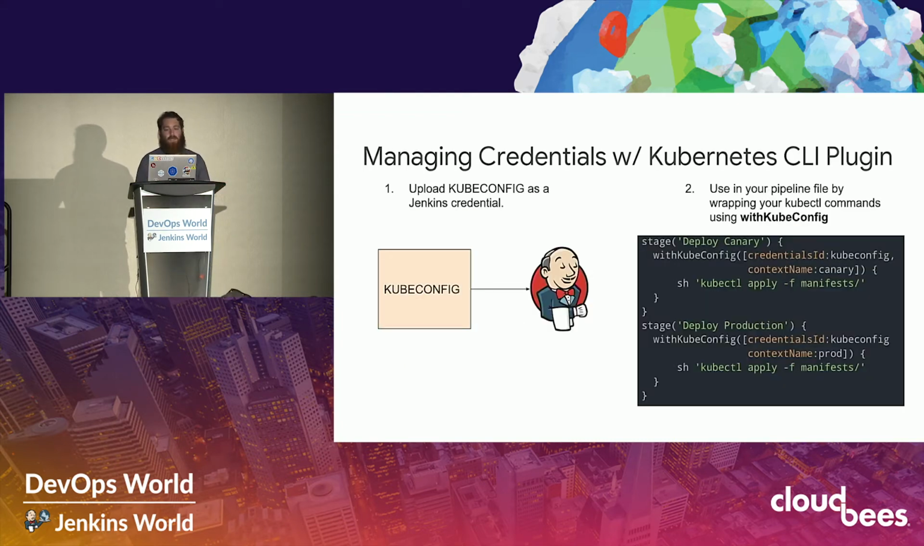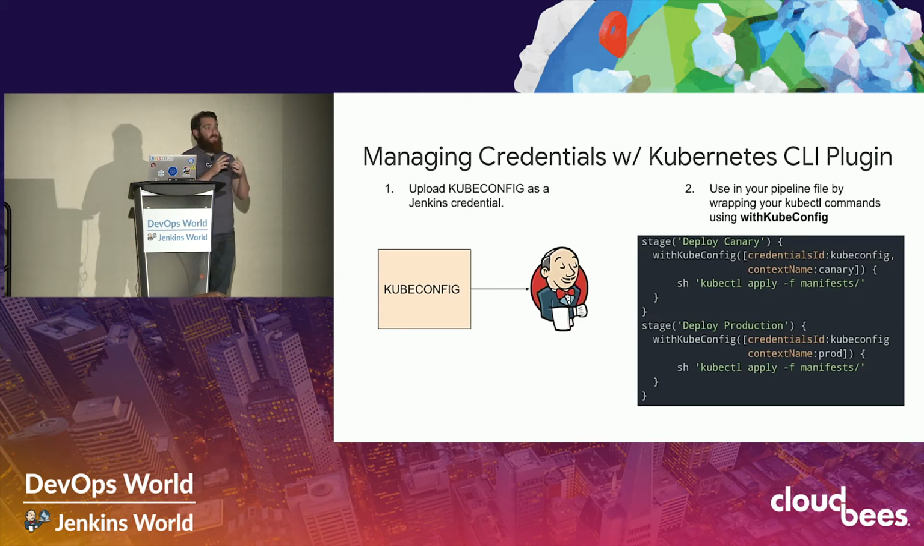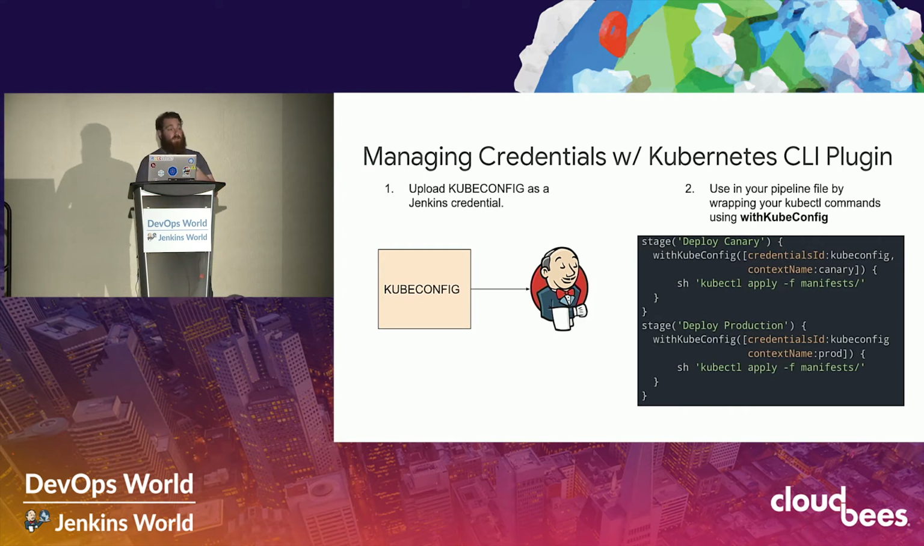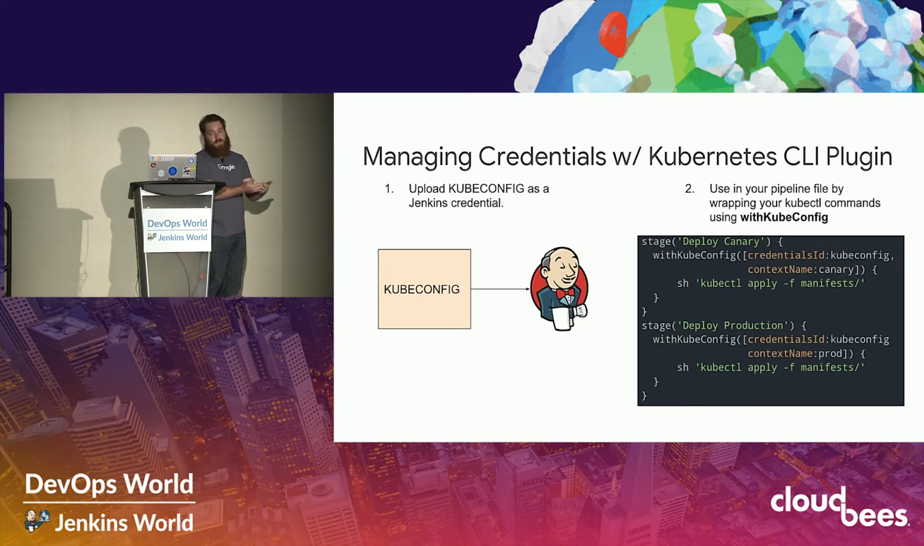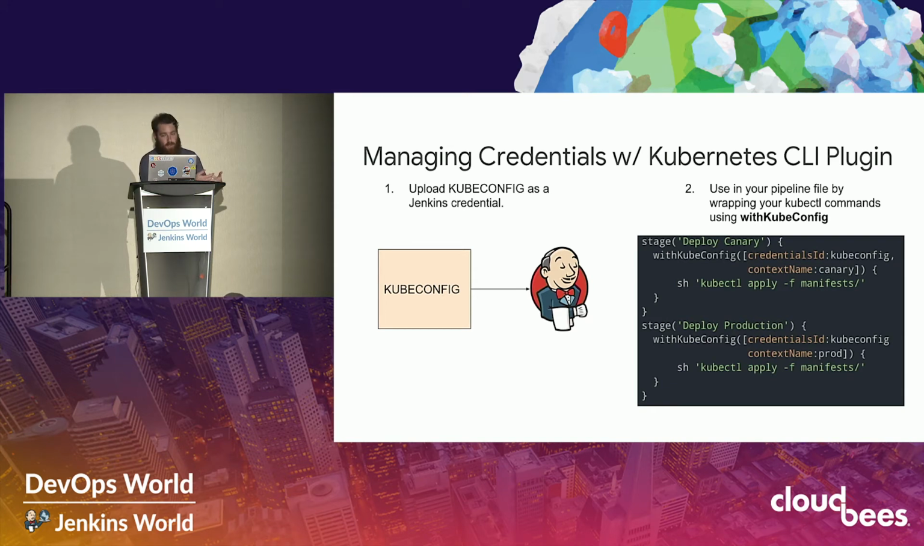In Jenkins, you can use the Kubernetes CLI plugin, which has a helper that allows you to wrap your shell commands, for example, kubectl apply, with a particular context from your kubeconfig. The first thing you're going to need to do is upload your kubeconfig into Jenkins, and that will be uploaded as a Jenkins credential. And then you can use the syntax on the right in your pipeline in order to define the cluster that you want things to go to. So here in the top part, I am deploying to Canary. So I tell it to pull the credentials, the kubeconfig from the kubeconfig credential, and then pull a context out of there. I'm using the context Canary in the top block. And similarly, in the bottom block, I'm using the prod context.